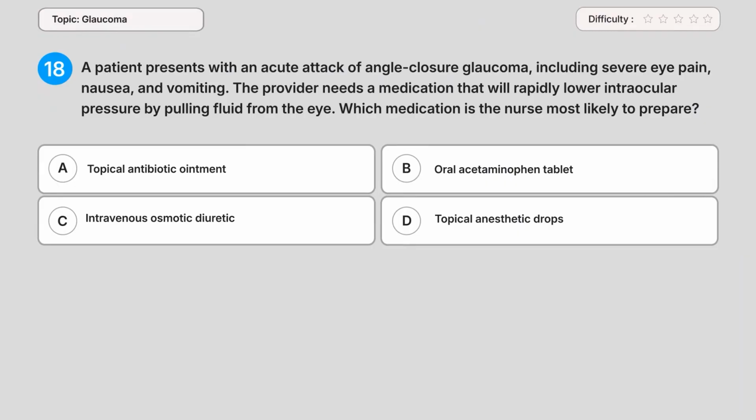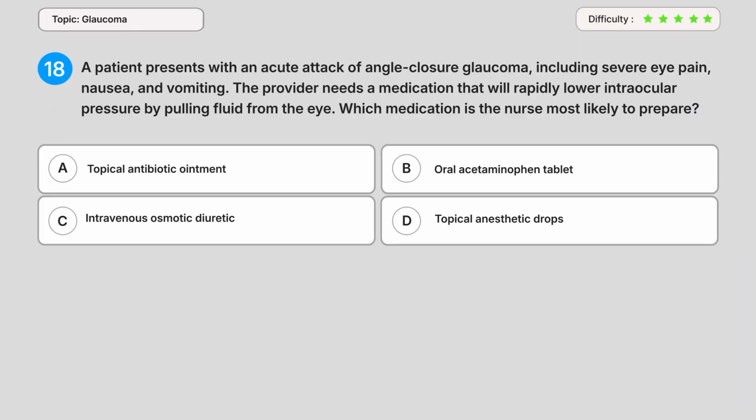Question 18. A patient presents with an acute attack of angle closure glaucoma, including severe eye pain, nausea, and vomiting. The provider needs a medication that will rapidly lower intraocular pressure by pulling fluid from the eye. Which medication is the nurse most likely to prepare?